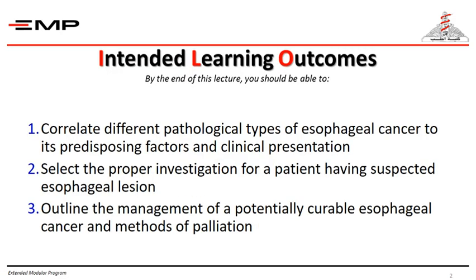By the end of this lecture, you will be able to correlate the different pathological types of esophageal cancer to its predisposing factors and clinical presentation. You will be able to select the proper investigation for a patient having a suspected esophageal lesion and to outline the management of a potentially curable esophageal cancer and the methods of palliation.